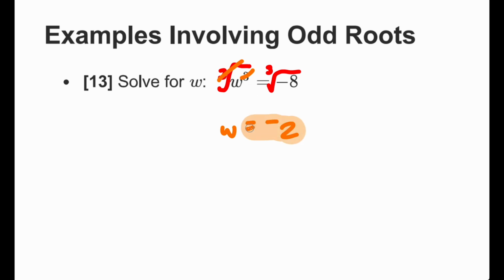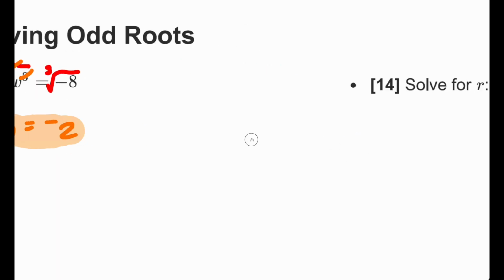It does not cause a division by 0. You can check your work as well to just make sure that negative 2 to the third power equals negative 8. It does, so that answer checks out. Let's go to 14.